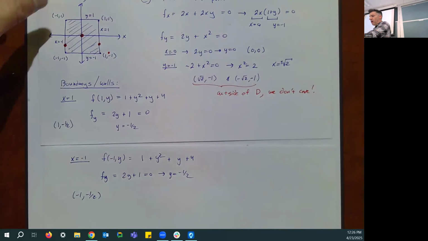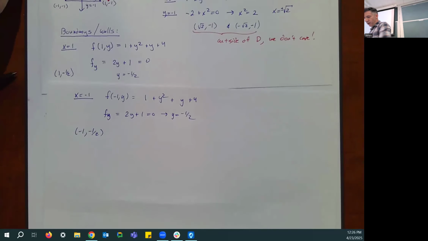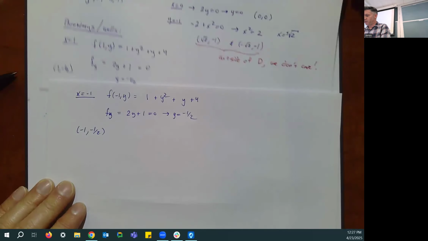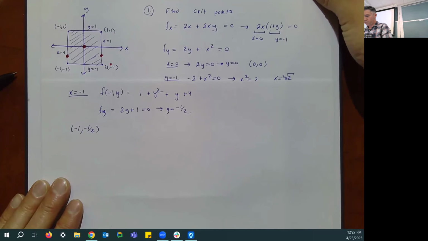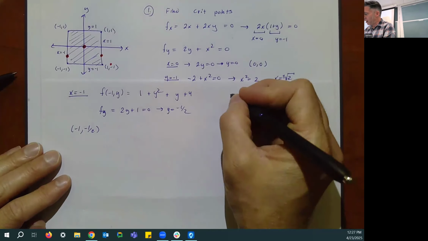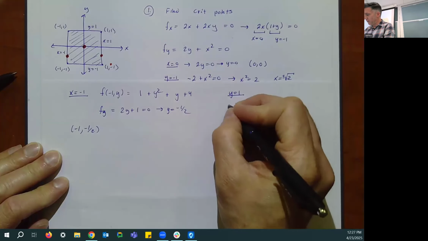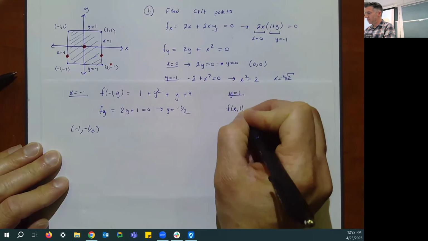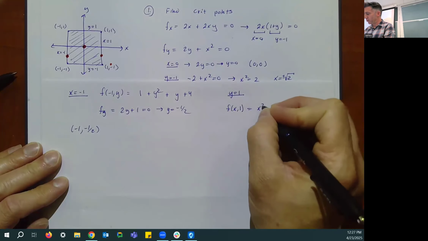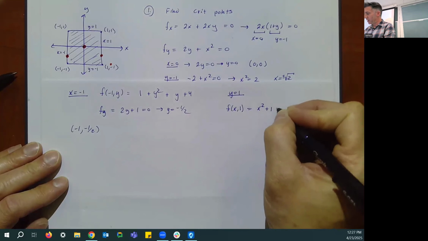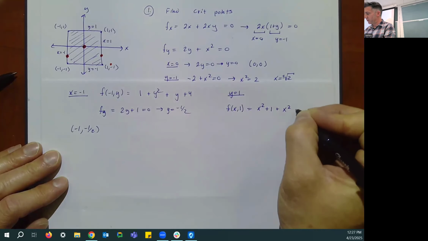We do the same thing with the y's. So now we're going to set y equal to 1 because that's another boundary. Set y equal to 1. Now our equation becomes f of x comma 1 equal to x squared plus 1 squared plus x squared times 1 plus 4.